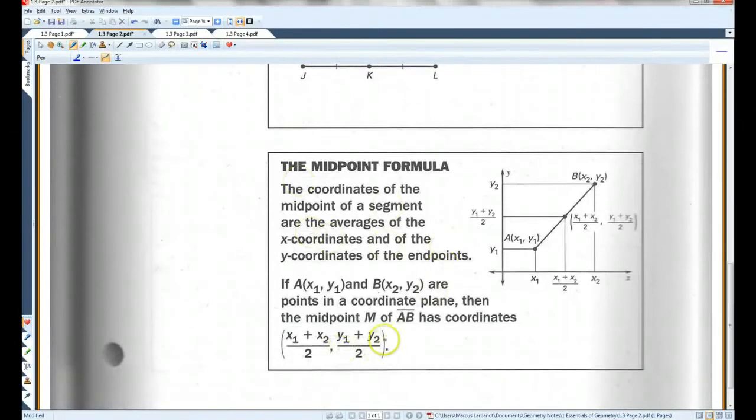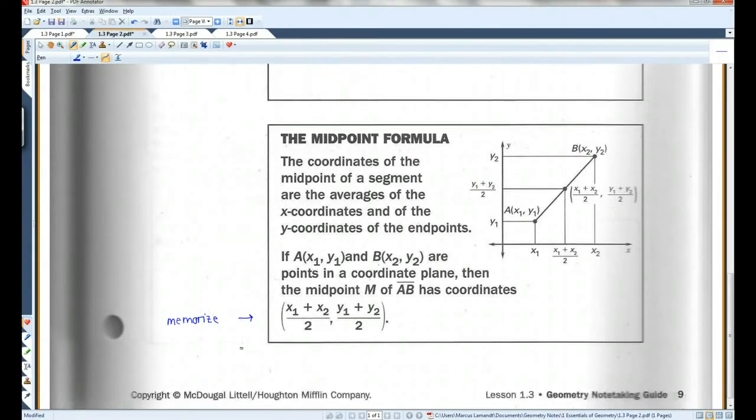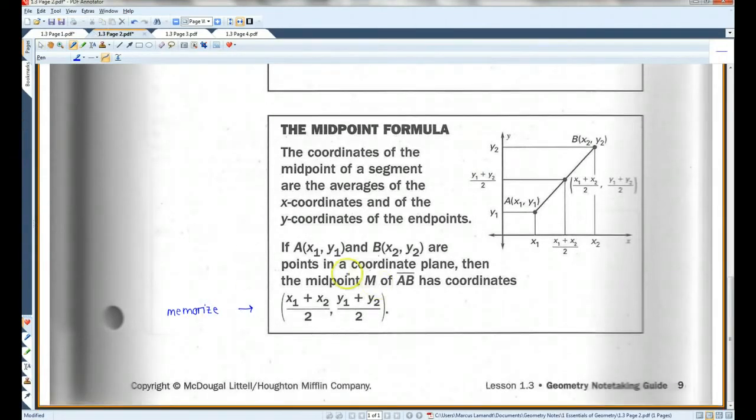Alright, the midpoint formula. This is a good thing to memorize. We're going to be using it a lot, so it should become pretty familiar. But it's a good thing for you guys to know. Okay? Basically, if you are looking for the midpoint between 2 points, you add the x's and divide by 2, and then you add the y's and divide by 2.